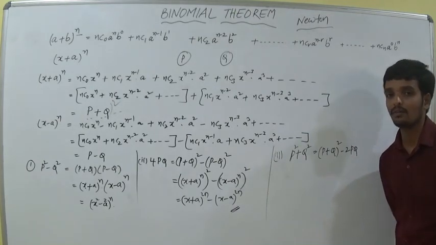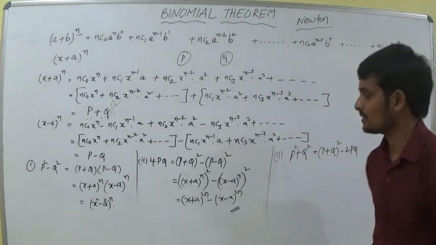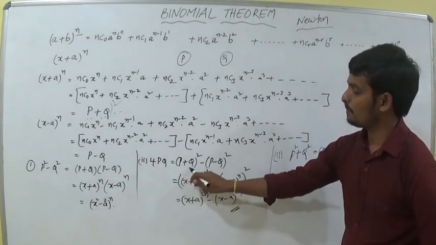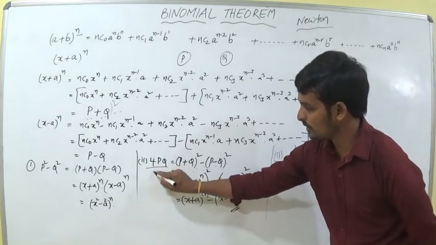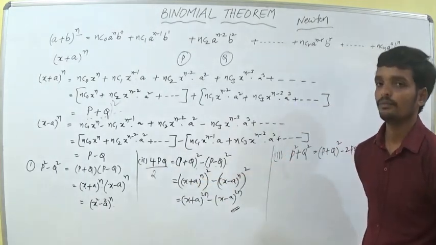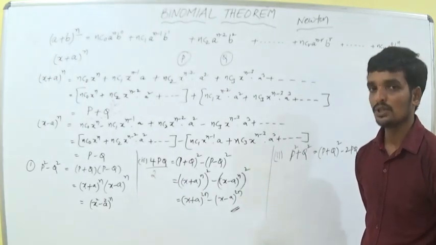How can the 2pq value come? How does it come? Look here: p plus q whole square minus p minus q whole square is 4pq. Suppose we divide this by 2. 4pq by 2 is 2pq.